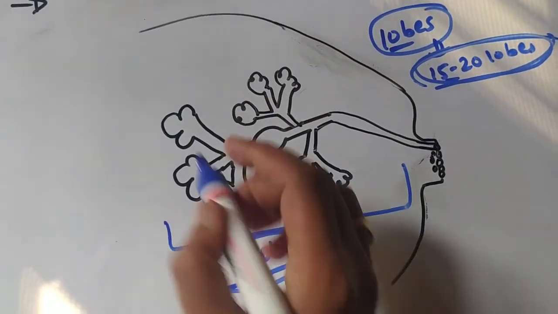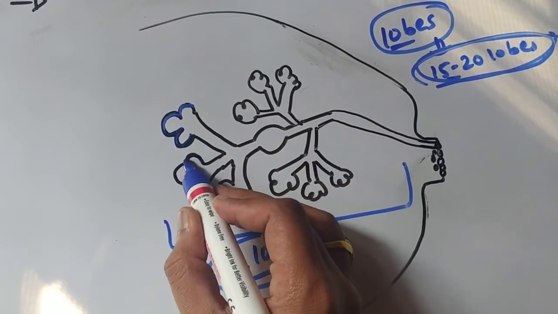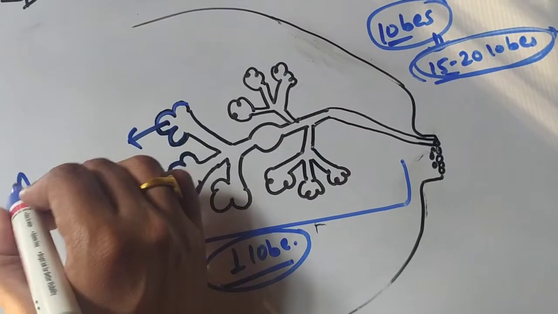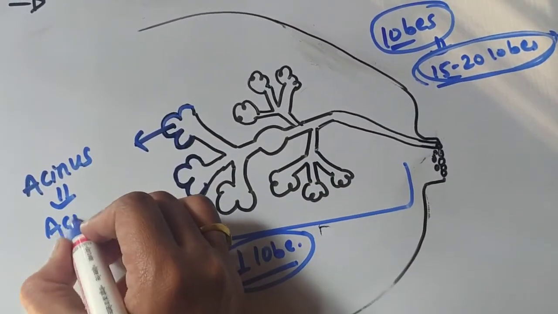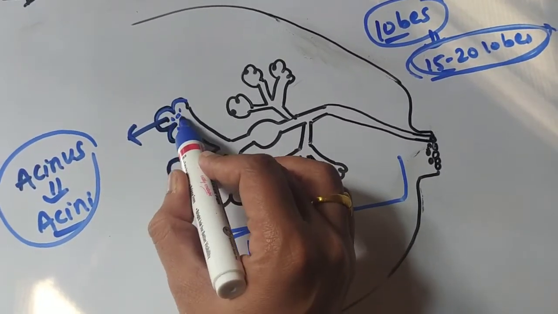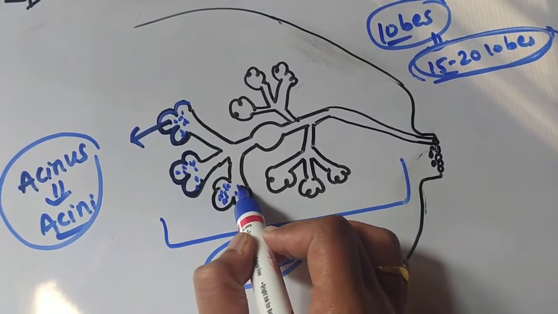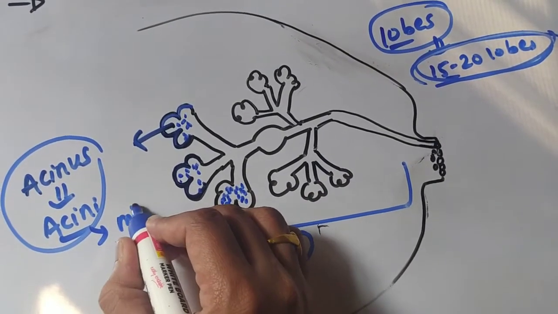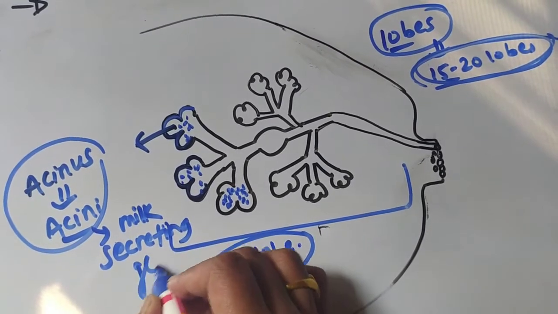Starting from these glandular structures, they are basically known as acinus, and in plural they are known as acini. These are the structures where the milk is produced. So acini are actually the milk secreting glands.